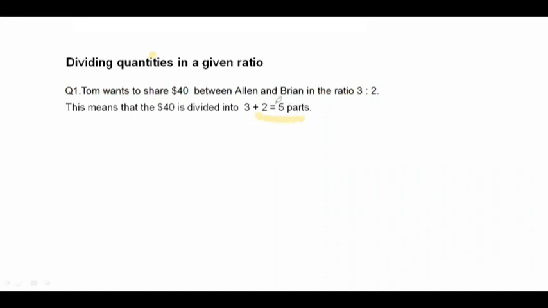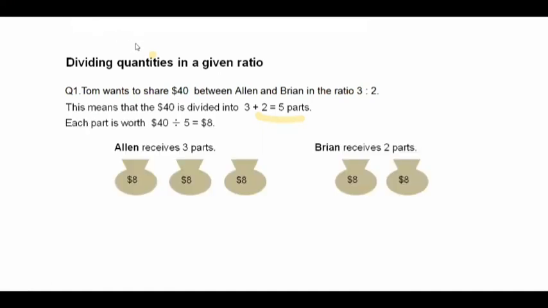Further, what we do, we find the value of each part. What is the value of each part? So for that, 40 divided by 5. 40 divided by 5, you get this as 8. So each part has value 8. Now let us see how it is divided between Alan and Brian. Alan has got 3 parts, each part of $8. Brian has got 2 parts, each part of $8.